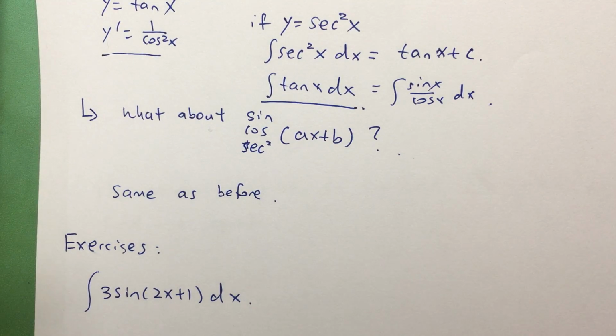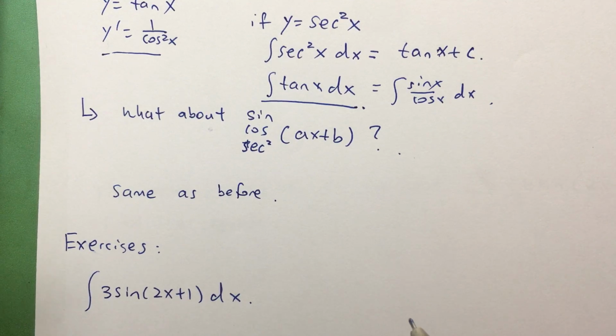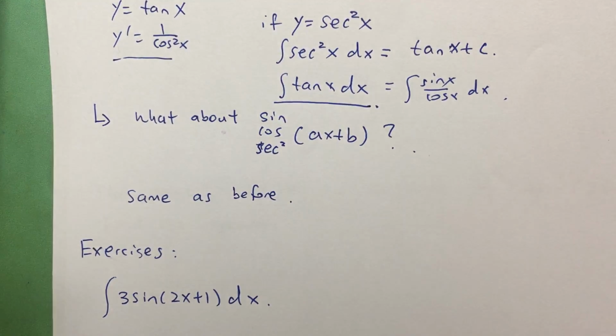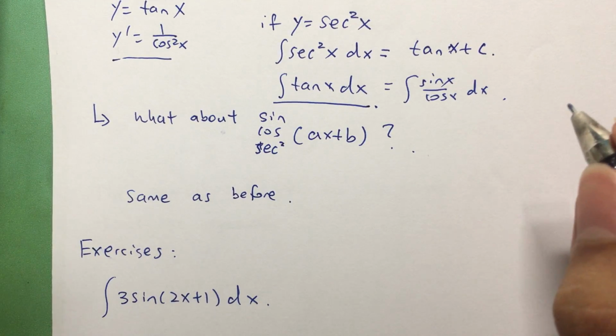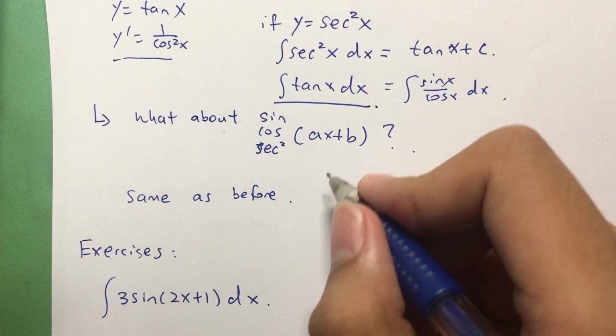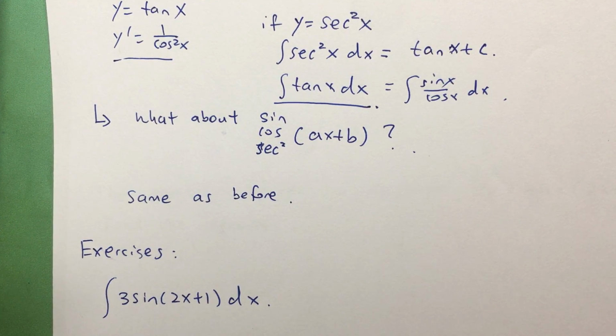Okay, so now what about these three with ax plus b? Well, we have met a lot of these, like in exponential differentiations and integrations, or the natural logarithms. So we do the same thing as before. You should try to find the formula yourself, just using the rule that integration is the opposite of differentiation, so you can find it by yourself.